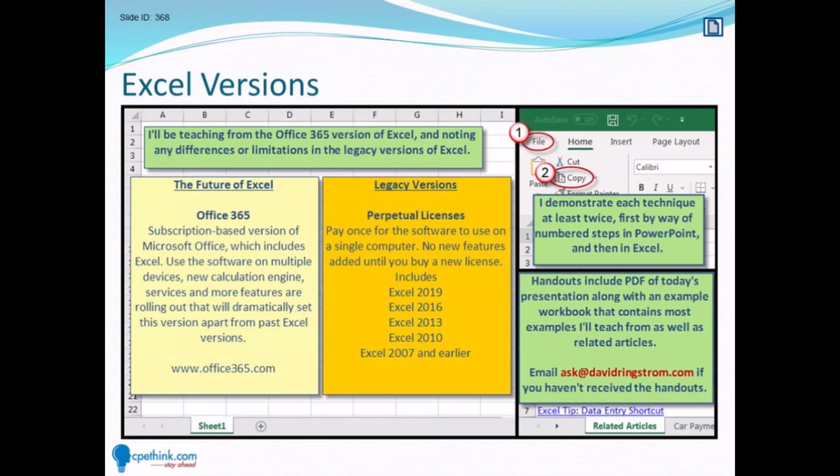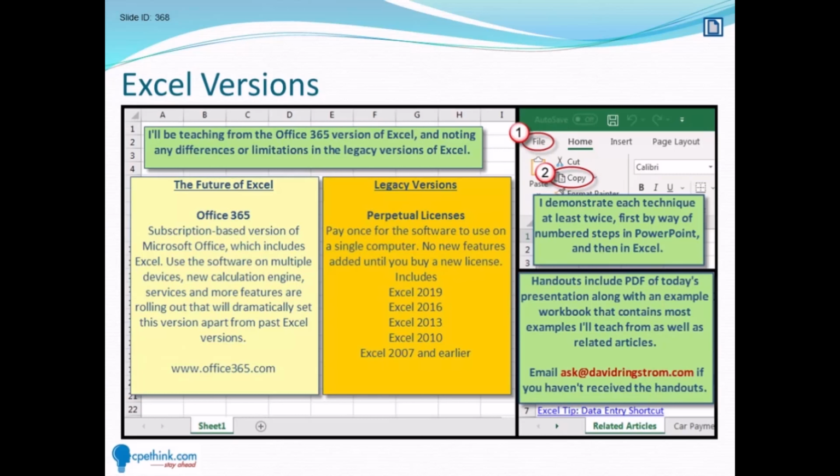In Office 365, we're going to be getting a new calculation engine, which means that formulas will calculate much faster, and we'll be able to do dramatic new things with formulas that previously have required menu commands. And so lots of exciting changes are on the horizon for Office 365.